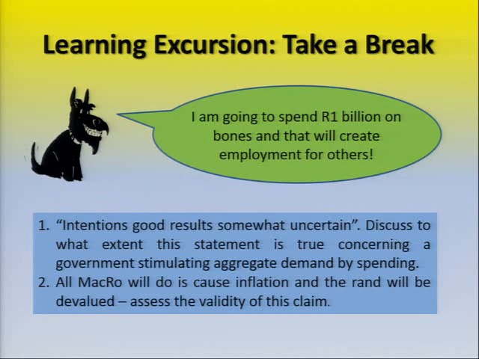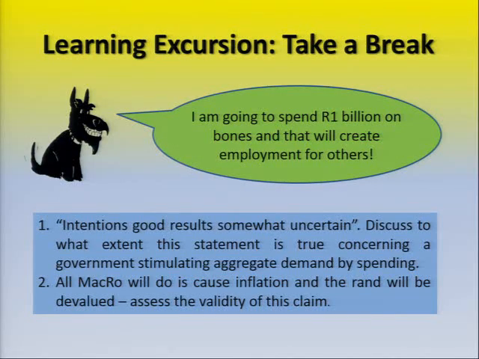This is just as a way of taking a break here. As you can see, this cartoon: I'm going to spend about 1 billion rand on bones, and that will create employment for others. And then the intention of good results, somewhat uncertain. Discuss to what extent the statement is true concerning a government stimulating aggregate demand by spending. All macro will do is it will cause inflation, and the rand will be devalued. Assess the validity of this claim.